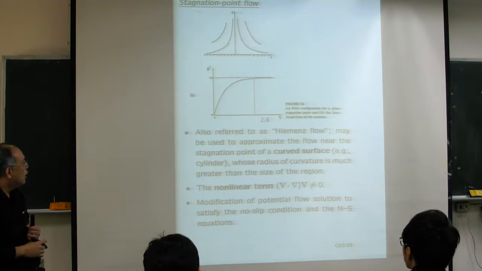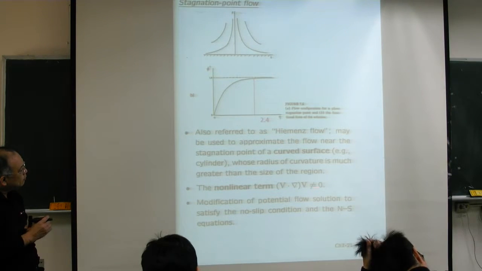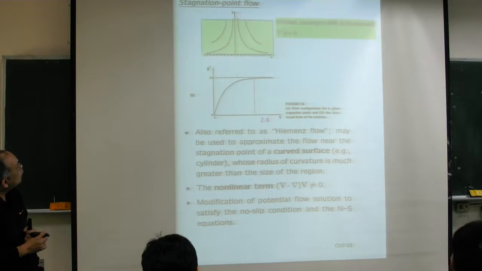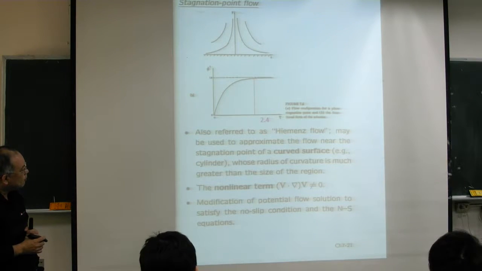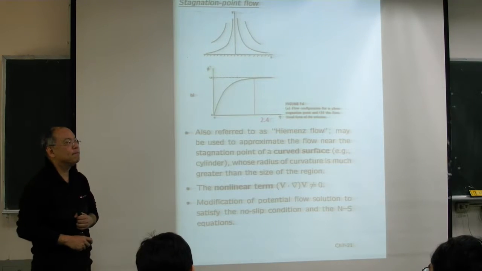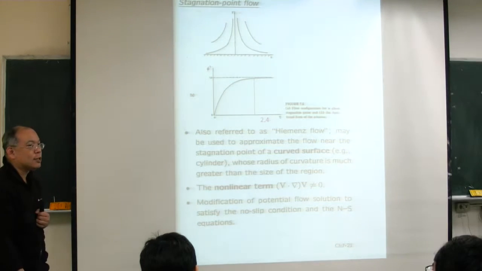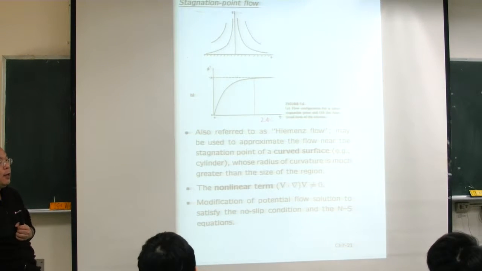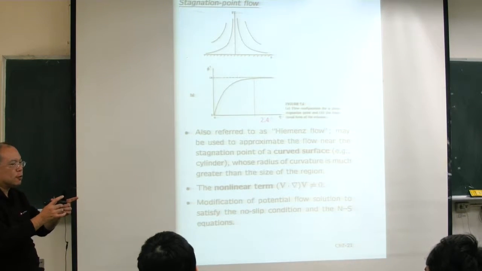Okay, and for this flow, as you can see, we have a non-linear term here. Later I can show you this non-linear term in the Navier-Stokes equation. And how do we solve this flow? How do we solve for the exact solution for this flow? The exact solution is that we will not directly solve this flow directly.